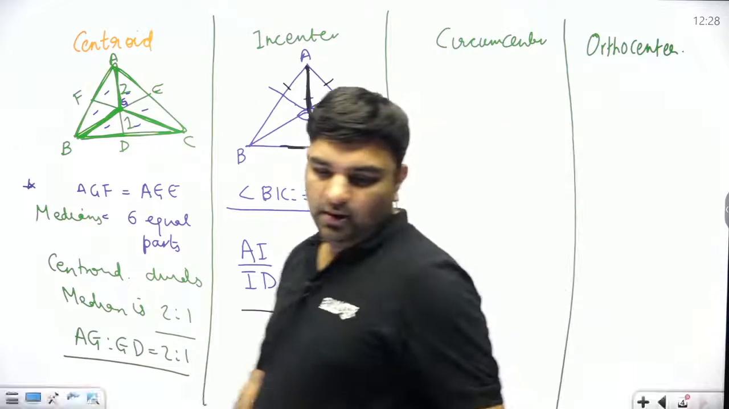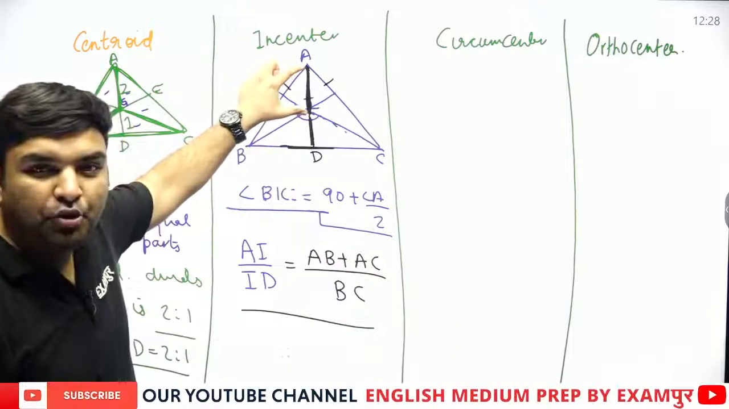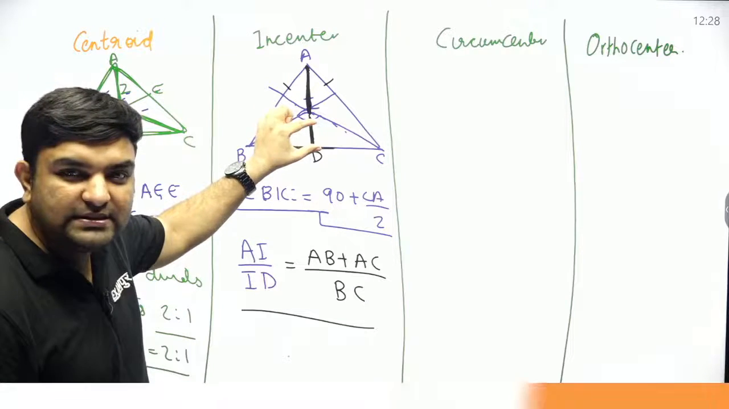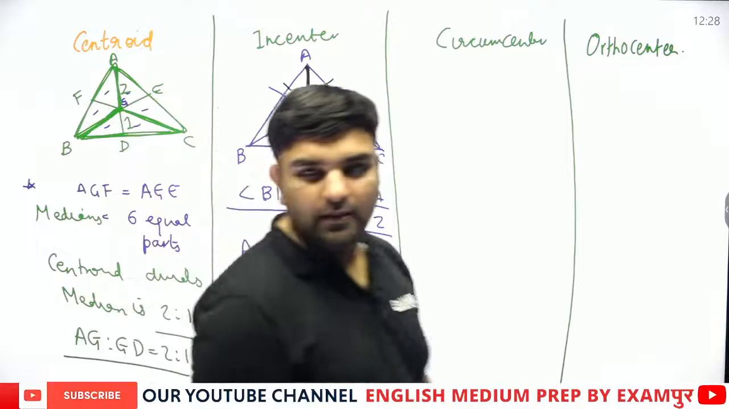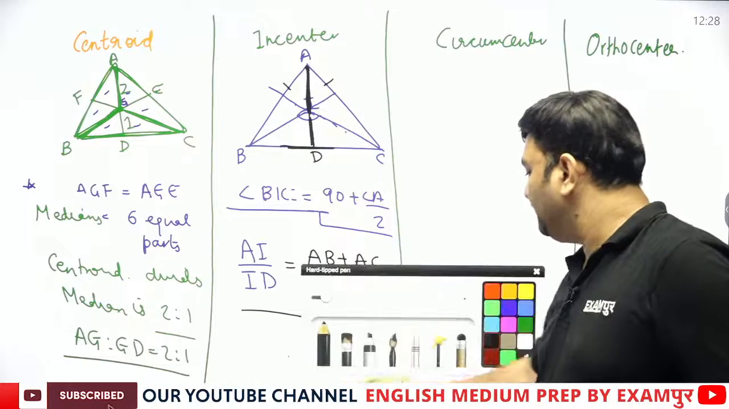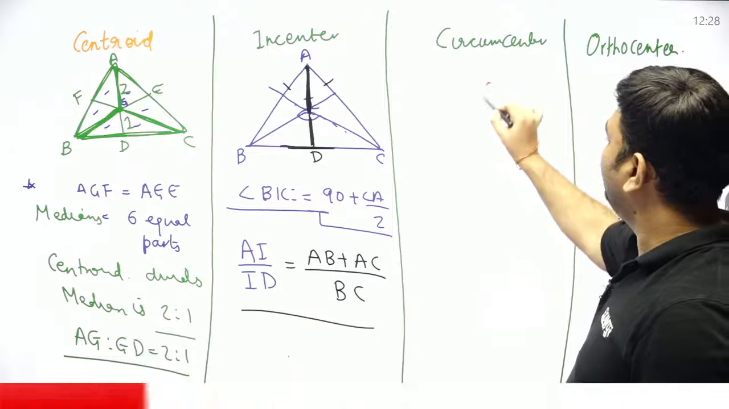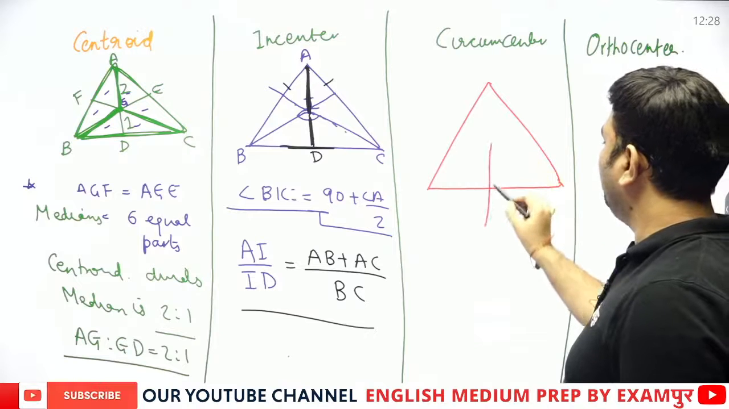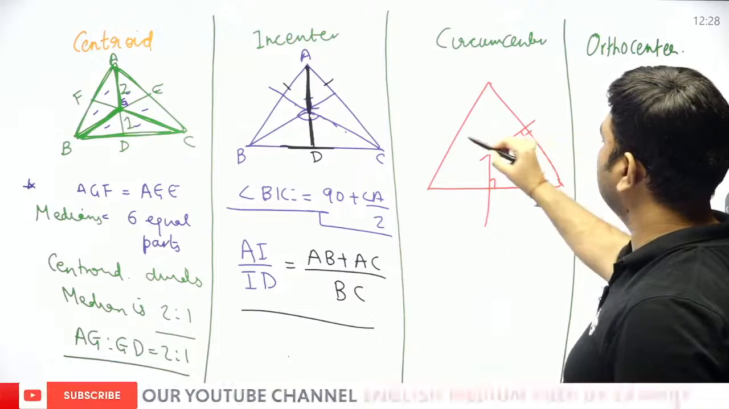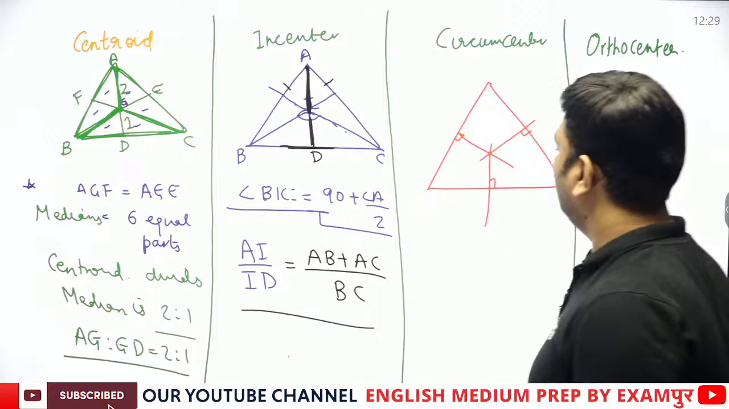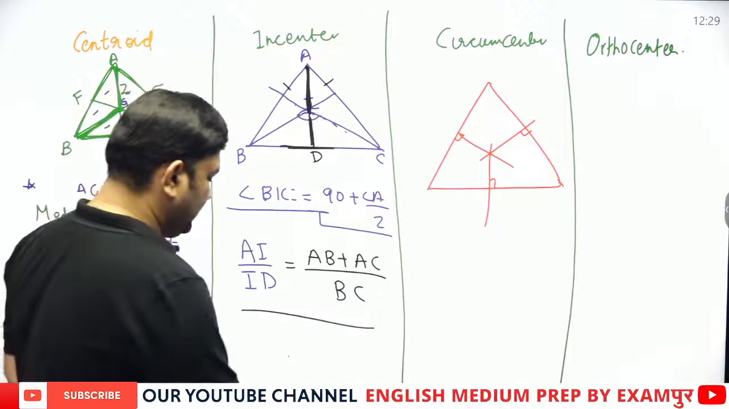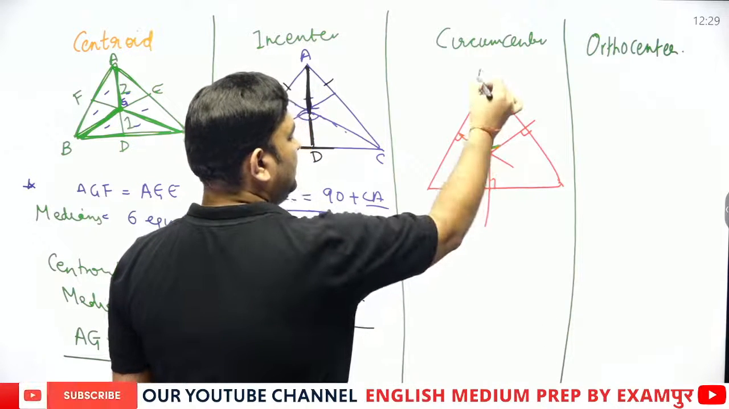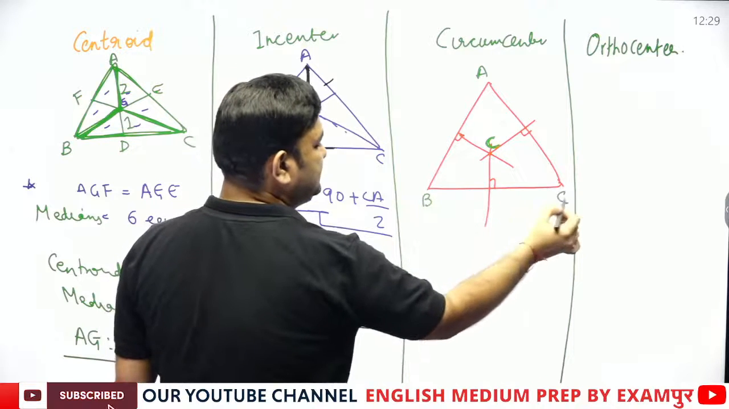For the vertex portion, it is the sum of adjacent sides, and for the base, it is divided by base only. Now, if I talk about circumcenters, the circumcenter is the point of intersection of perpendicular bisectors. Let's suppose this point is C', and I want to find out what is angle BC'C.